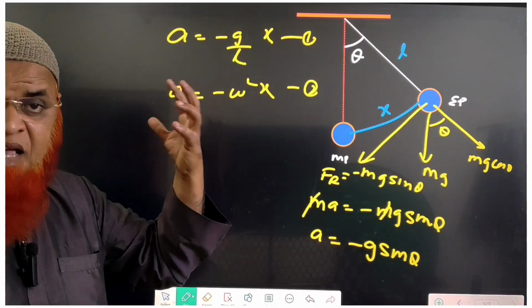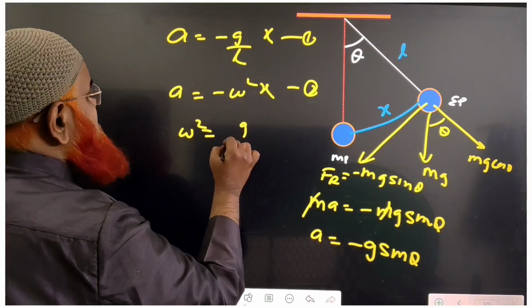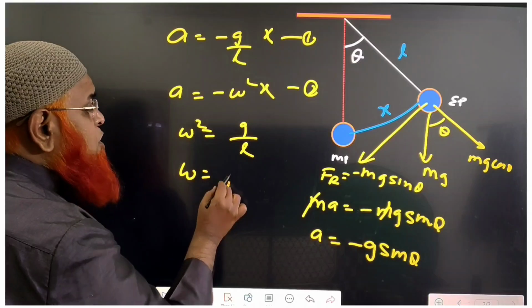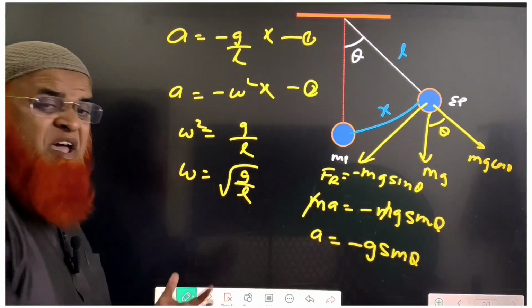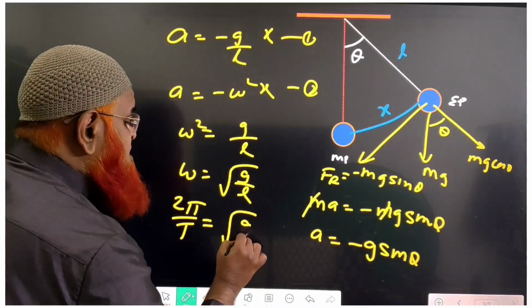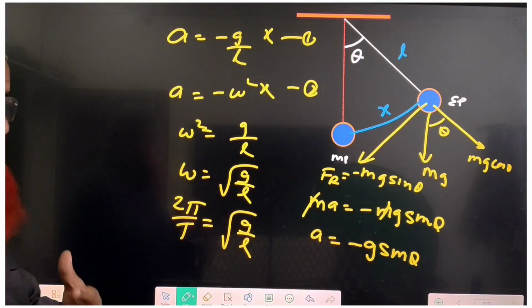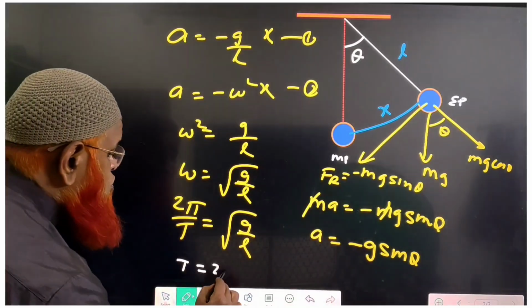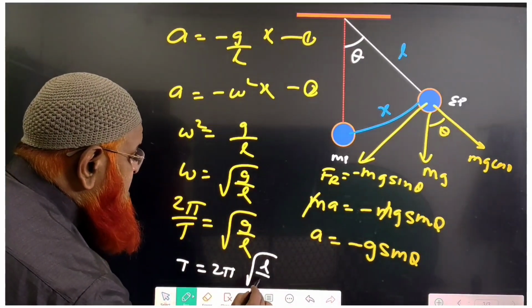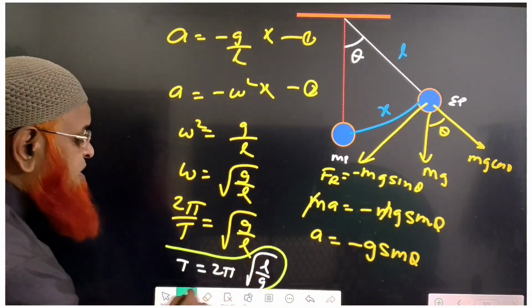Compare these two equations and write a simple formula: omega square is going to be g by L, and omega is going to be root of g by L. You know omega is nothing but 2 pi by capital T, which is nothing but root of g by L. You take the reciprocal and do the cross multiplication. Then we're getting T is equal to 2 pi root of L by g, and this is going to be the time period of a simple pendulum.